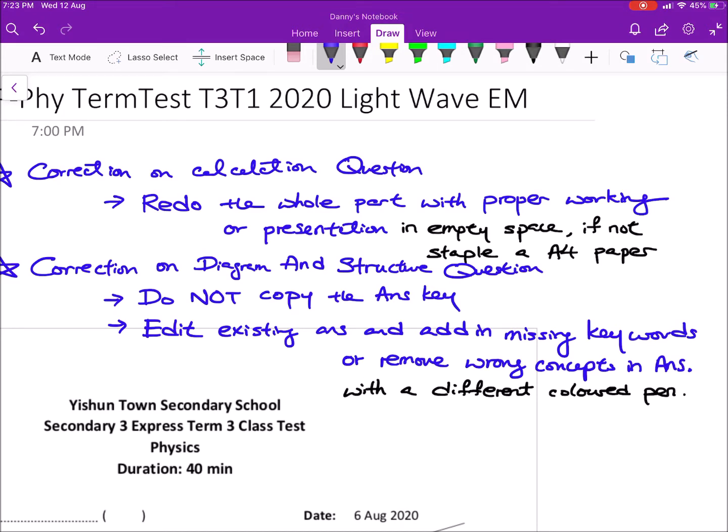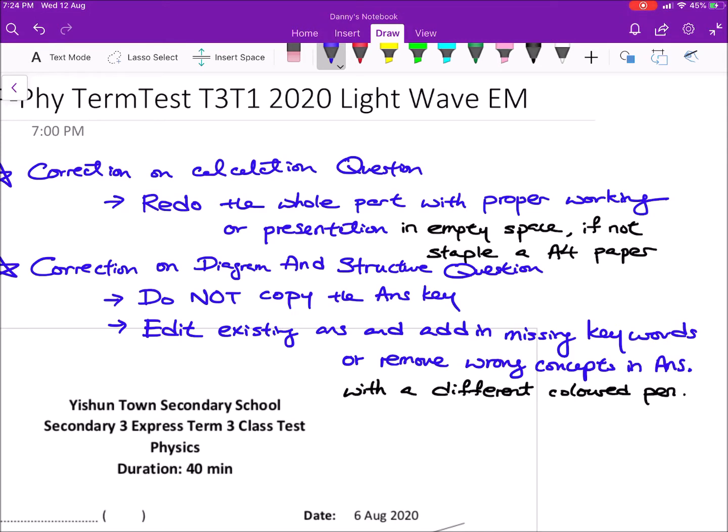I repeat, I want pen. If you are really running out of pen, I can accept pencil, but try your best to have at least a green pen with you, so that when you do correction, you can differentiate which are the corrections and which are your existing answers, so that during revision you can spot them quickly.